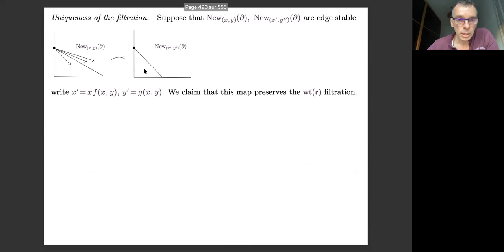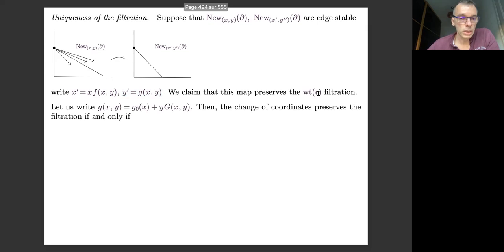So now you can consider the change of coordinates which maps x, y to x prime, y prime. Since, I recall, it should preserve the divisor, it should be of this form, right? But now I claim that this map should preserve the filtration given by the weights of the main edge. So let's suppose again by contradiction that this is not the case.